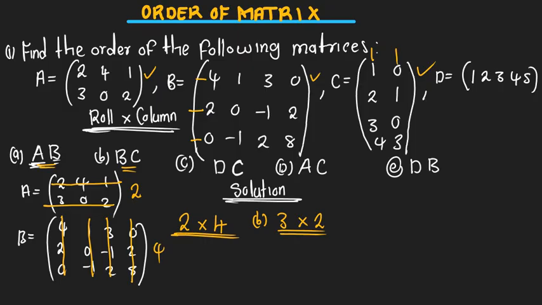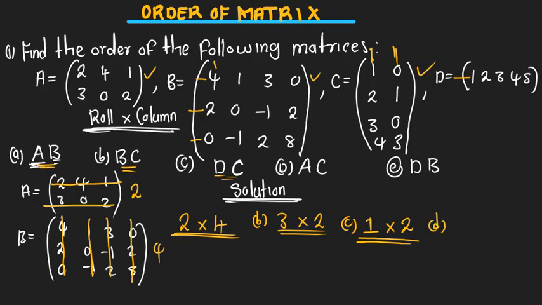Okay, you go to C. C is simply D multiplying by C. So you go to D. D, how many rows do you have? 1. So it's going to be 1 by, then we go to C. 1, 2. So this is going to be a 1 by 2 matrix. So you're going to have 1 row, 2 columns.